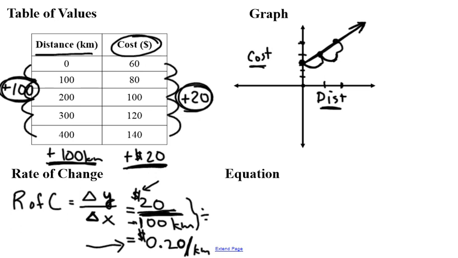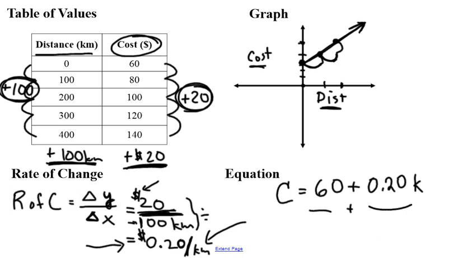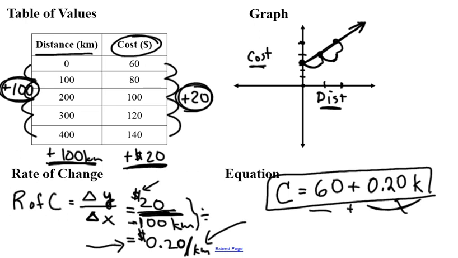So we can put that into an equation. What's the total cost to rent the car? You have that initial cost of $60 plus the rate of change, which was 20 cents for every kilometer driven. $60 plus 20 cents times the kilometers driven, because that's your rate of change.